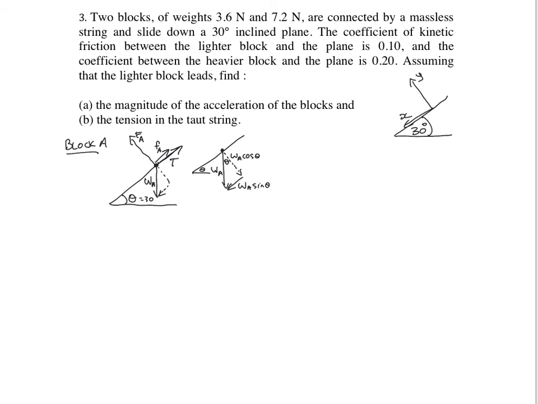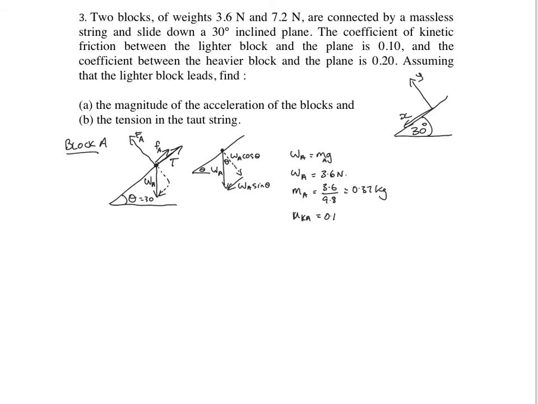Okay, so another couple of things that we can write down. WA is mg, so the mass of A times g. We might want to know what the mass is. The weight of A is 3.6 newtons, so the mass of A is 3.6 divided by 9.8 for gravity, which is 0.37 kilograms. Also, we know that mu Ka is 0.1. That's our coefficient of friction for block A.